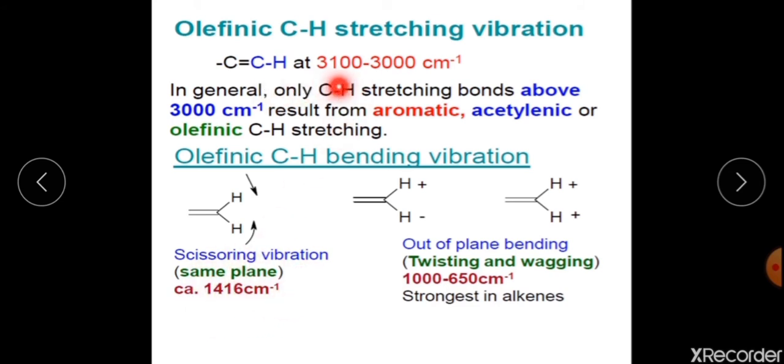If we are concerned about this stretching vibration, it normally appears at around 3000 centimeter inverse or more than that. And if we are concerned about CH bending vibration, it will absorb at a lower wave number. It may also absorb in the fingerprint region as well.